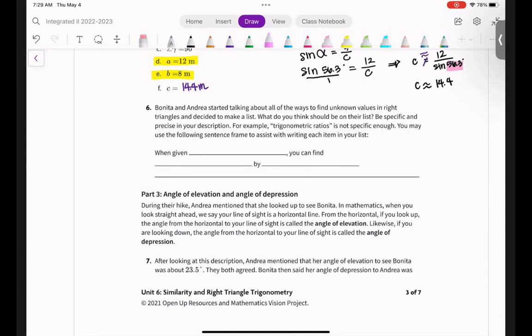All right. So Benita and Andrea started, this is from the context of before, started talking about all the ways to find unknown values in right triangles and decided to make a list. What do you think should be on their list? Be specific and precise in your description. For example, use trig ratios. For example, trig ratios is not specific enough. You may use the following sentence frame to assist you with helping with your list.